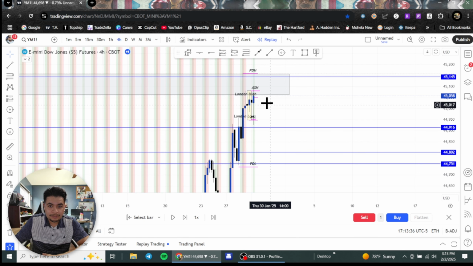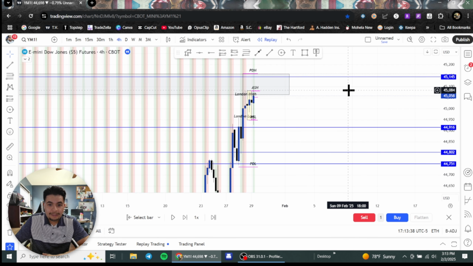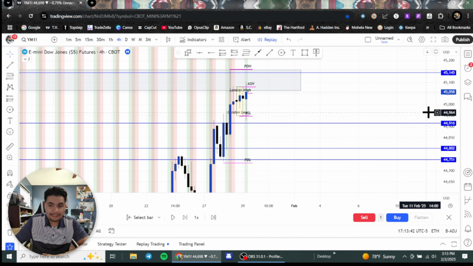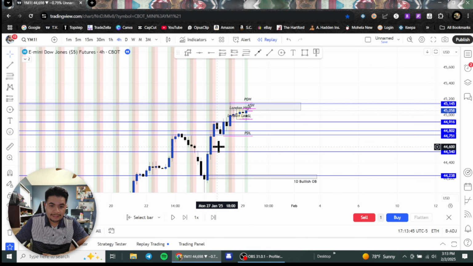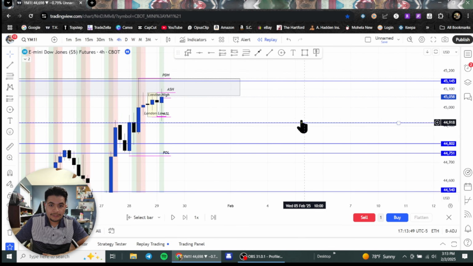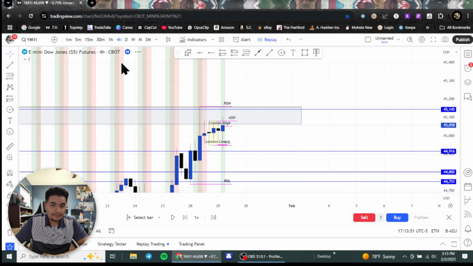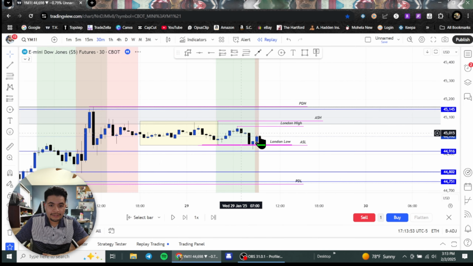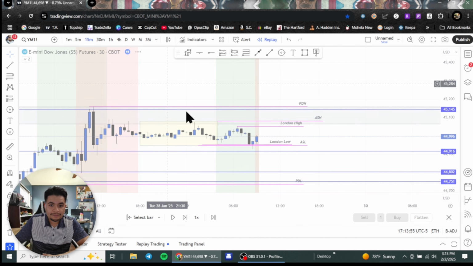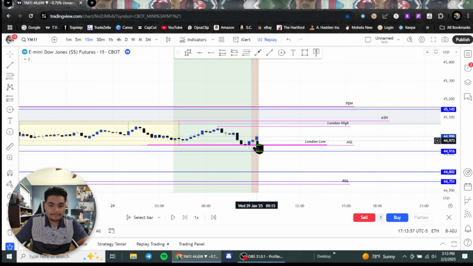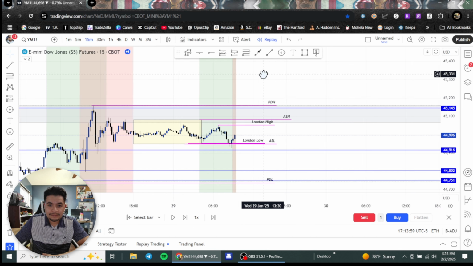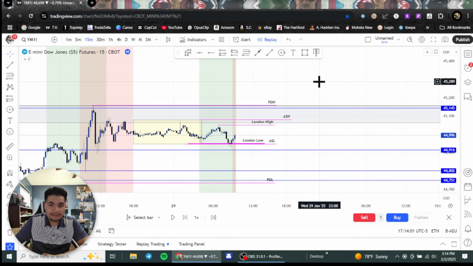For 4 hours, I don't see anything clear except these areas down here where price needs to come back down. So we're at Wednesday. Time is 9 o'clock, 9:15, and you know, it may be for a move down.